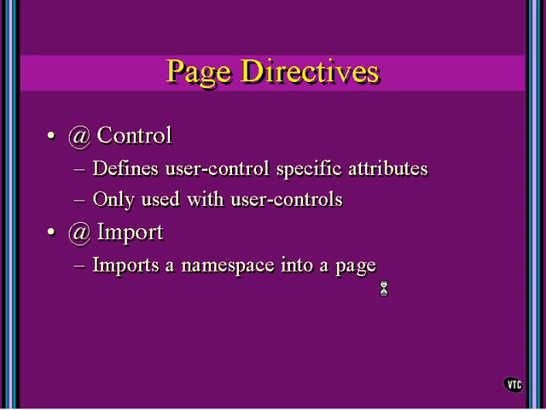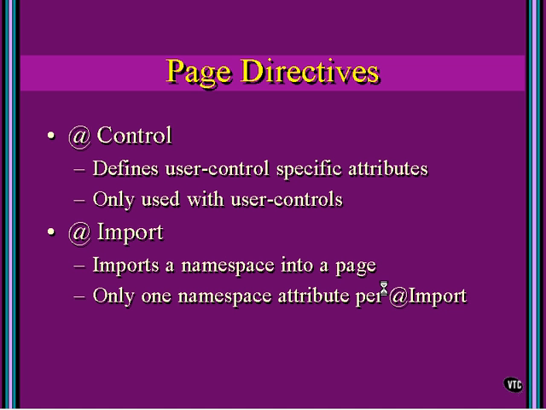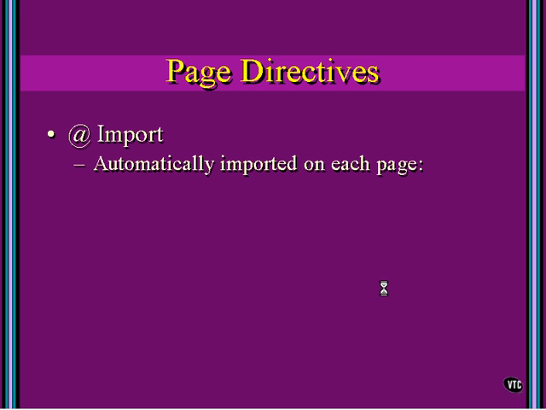Now earlier we talked about the .NET framework and how it's divided into the namespaces. Well, the @import is how we expose a namespace and all of the classes in that namespace to a particular web page so that we can write code using those classes. Now, you can only list one namespace attribute per @import statement, but this is not a problem. We just simply use multiple @import statements on our page.